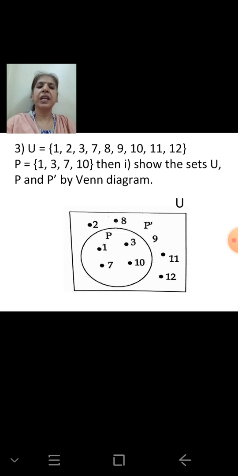And now which are the other elements of the universal set? 2, 8, 9, 11, 12. They are nothing but the complement of P. Because we have taken the universal set elements, and in set P we have taken 1, 3, 7, 10. So those which are not in P are P complement. So the remaining elements of the universal set are P complement. So this is the Venn diagram representation of the universal set, P, and the complement of P.